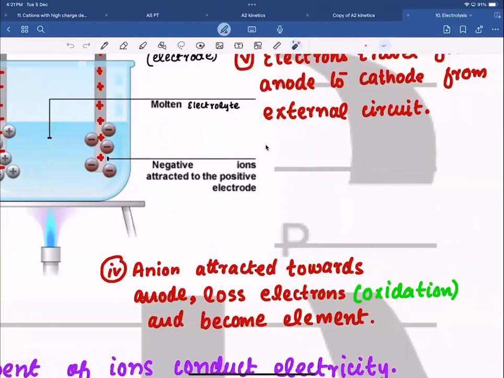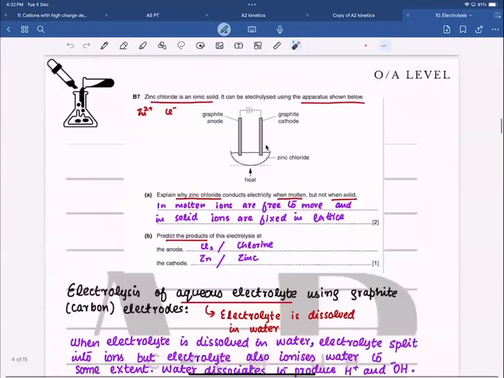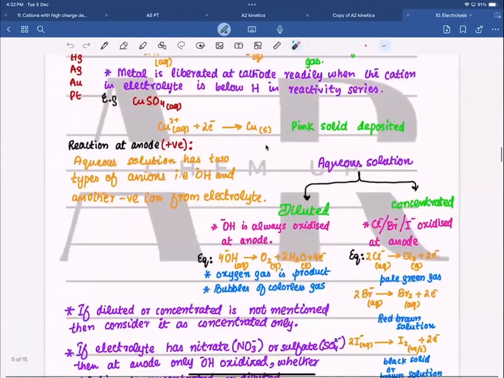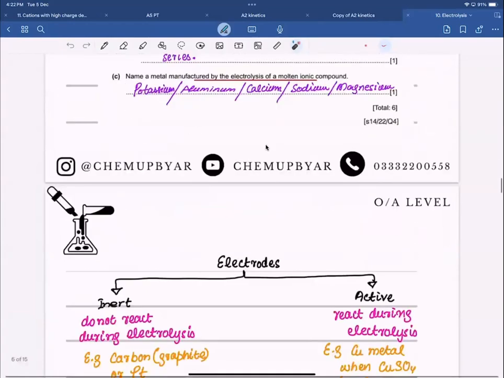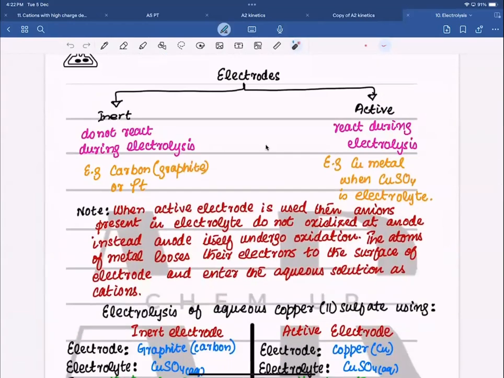electrodes. So the last two cases we have discussed the electrolysis of the molten compounds, and then we discussed the electrolysis of the aqueous compounds, both based on using inert electrodes. Now we are going to start with active electrodes. So here you go.